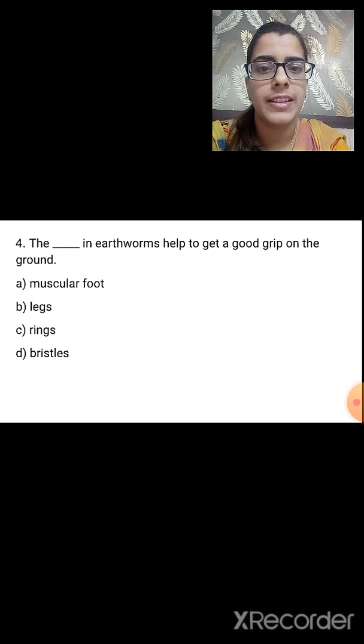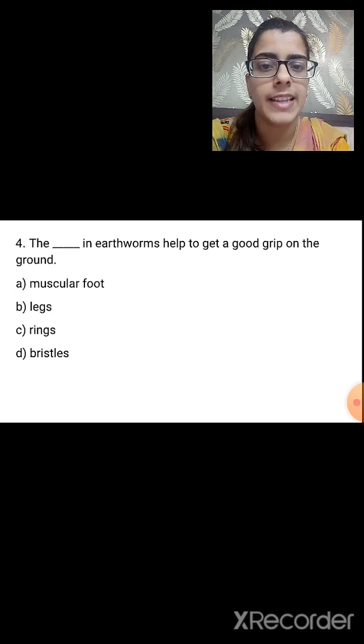Fourth, the dash in the earthworms helps to get a good grip on the ground. Options are A. Muscular foot, B. Legs, C. Rings, or D. Bristles. So, what in the earthworm is responsible to get a good grip on the ground? The correct option is option number D, that is bristles.